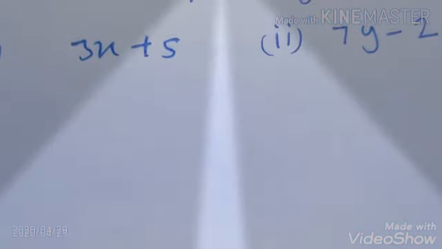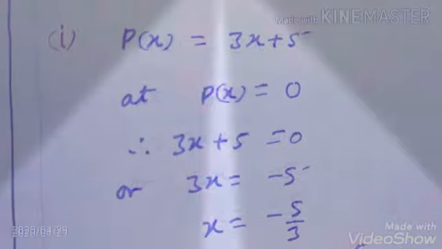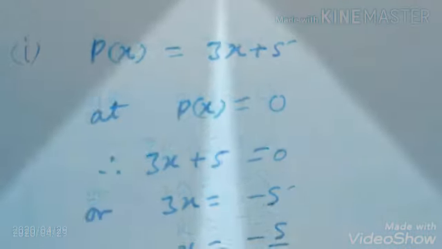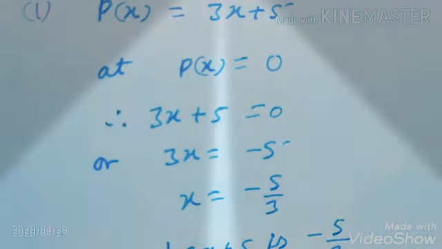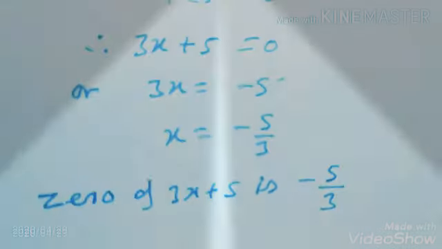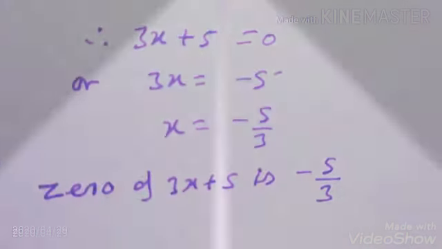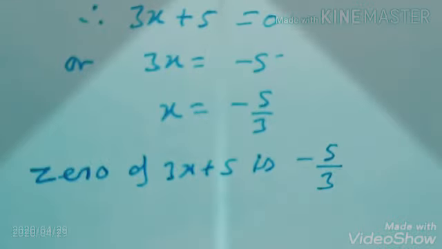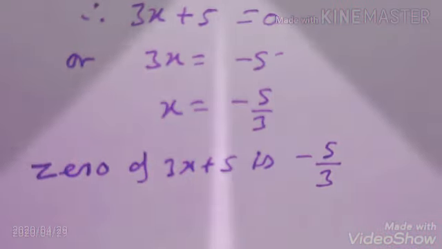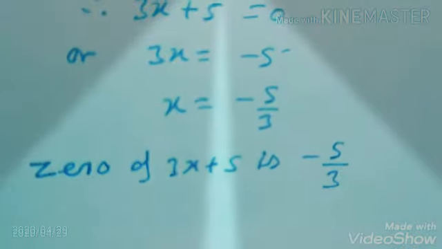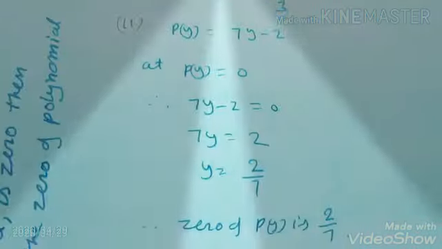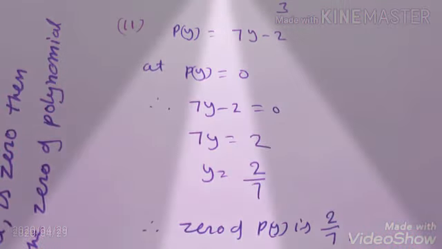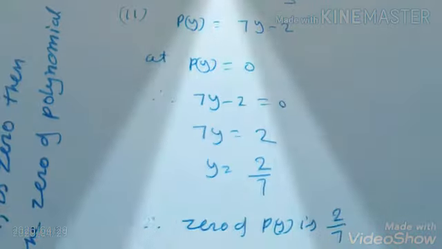Let's take P(x) is equal to 3x plus 5 at P(x) equal to 0. Why have we taken 0? Because we know that the zero of a polynomial gives its value equal to 0. So 3x plus 5 equal to 0. 3x is equal to minus 5 after transposition. x is equal to minus 5 upon 3. So this is the zero of the polynomial. So minus 5 upon 3 is the zero of the given polynomial. Similarly, in part second, the zero of P(y), that is 7y minus 2, is 2 upon 7 as we have calculated.